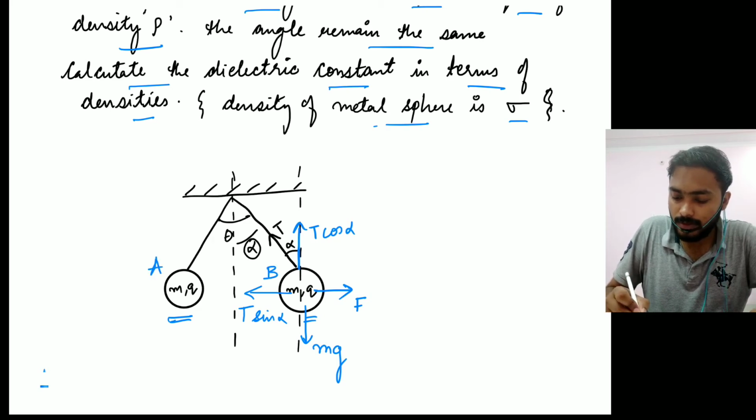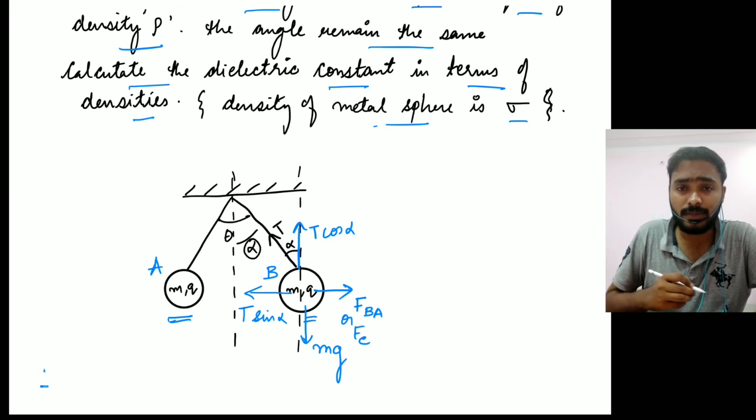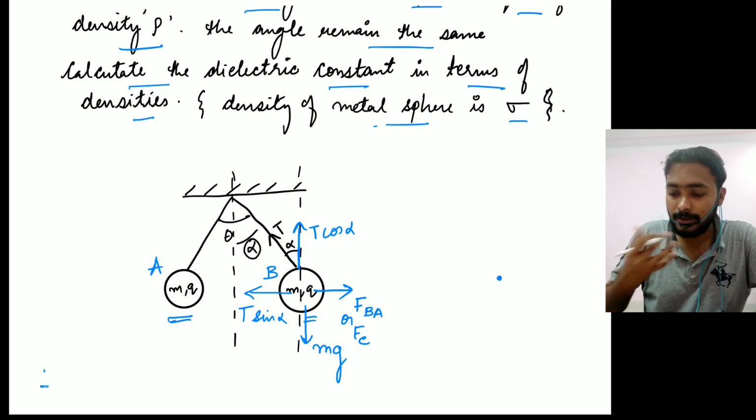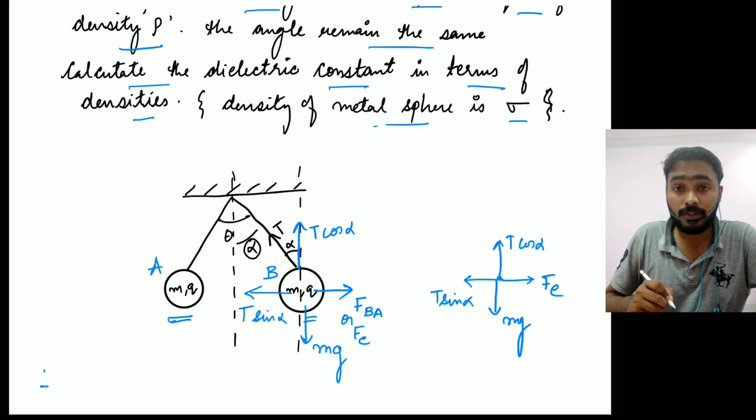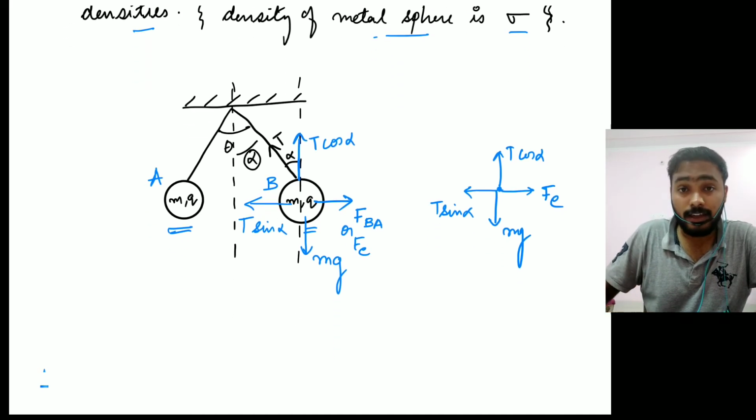Let's say this was my body A, this was my body B. The repulsive force of body B because of A, or very simply I can write it, electrostatic repulsion, Fe also. It's one and the same thing. So that's how the free body diagram looks. There is this mass m, charge q, experiencing mg in the downward direction, T cos alpha in the upward direction, T sin alpha in this direction, and the electrostatic force of repulsion in this direction. This is my FBD.